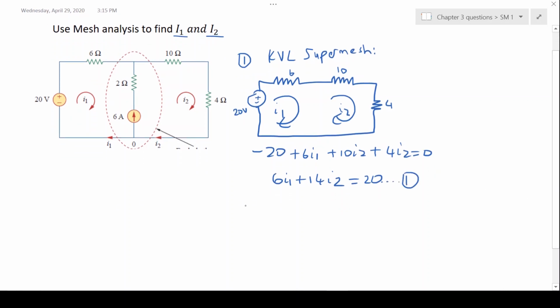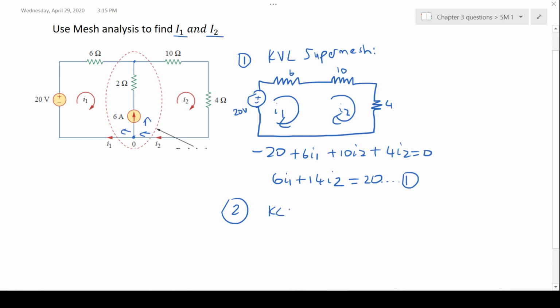And then the second step would be to complete a KCL at one of the nodes. So let's select the node that the source is connected to. It could be this node or it could be the node at this point. Let's select the bottom node here. In this bottom node, we're going to say the current I2 becomes 6 amps plus I1.